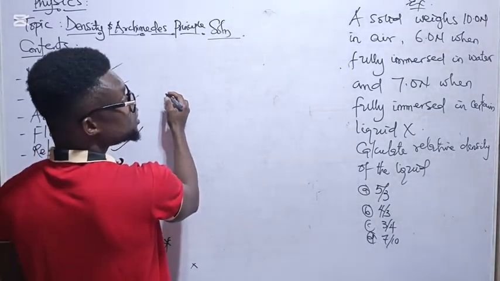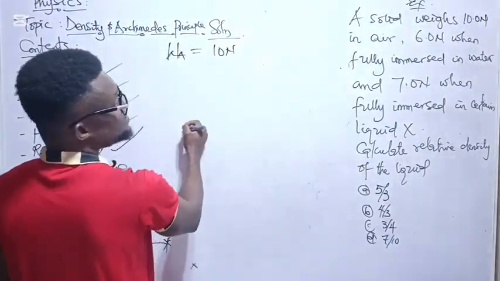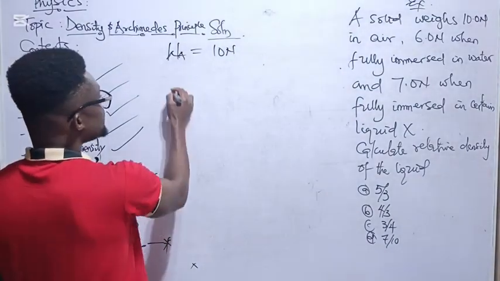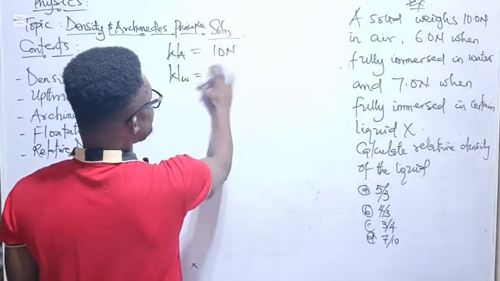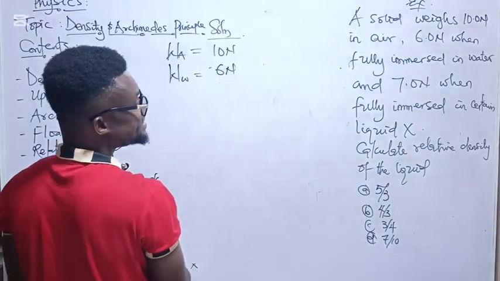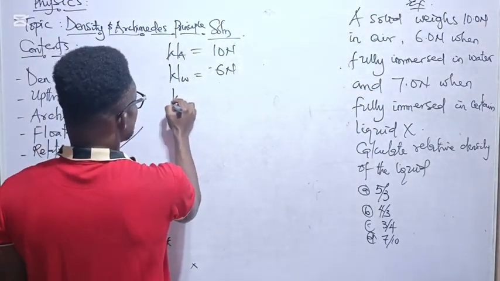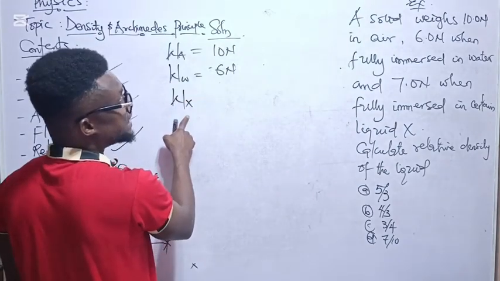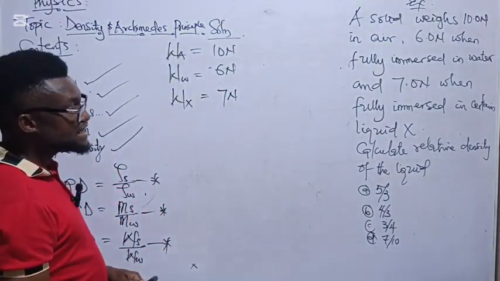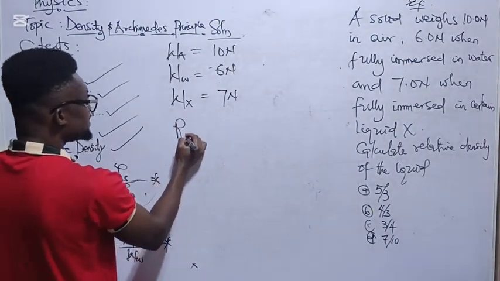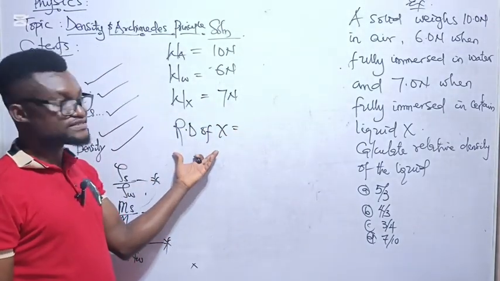So we have a solid weighs 10 Newton in air. Weight in air, we have 10 Newton. 6 Newton when fully immersed in water, so weight in water we have 6 Newton, and 7 Newton when immersed in a certain liquid X. Then we have weight in liquid X, we have it to be 7 Newton. So calculate the relative density of the liquid. Now we're looking for the relative density of liquid X.